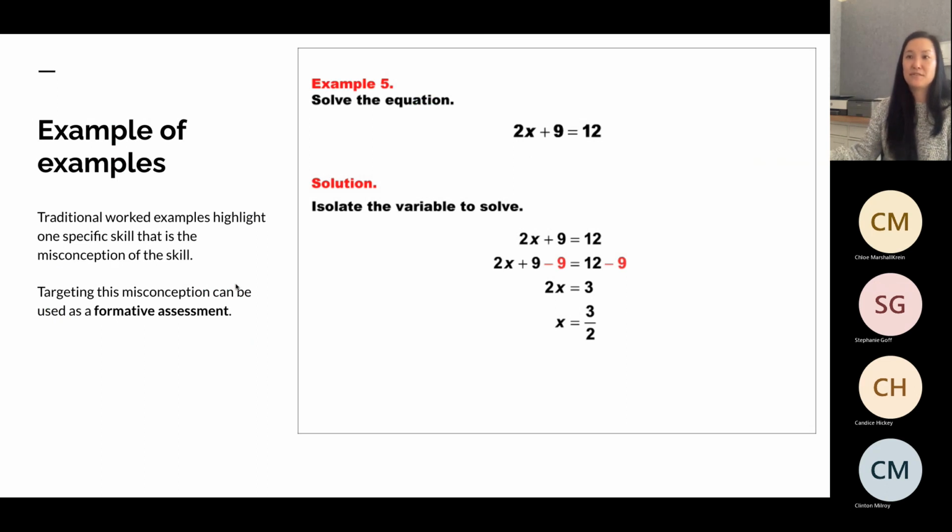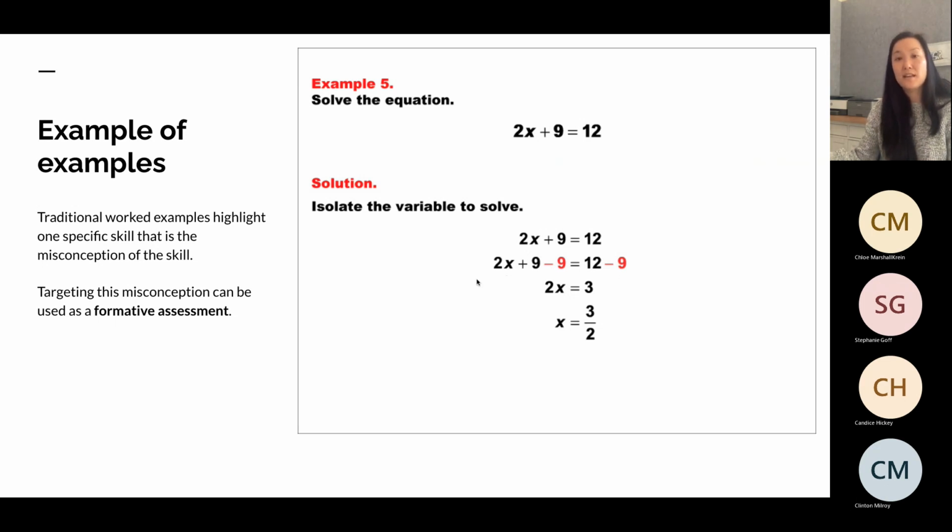Here's an example of examples. So traditional worked examples highlight a specific skill, and that is the misconception of the skill. And targeting that misconception can be used in your classroom as a formative assessment. So in this example, as you see here, a lot of times we know in algebra, just understanding the right-hand side and the left-hand side and doing both on both sides is a huge misconception. And this is an example of where we're just targeting one skill. We're showing them, okay, you need to balance both sides.